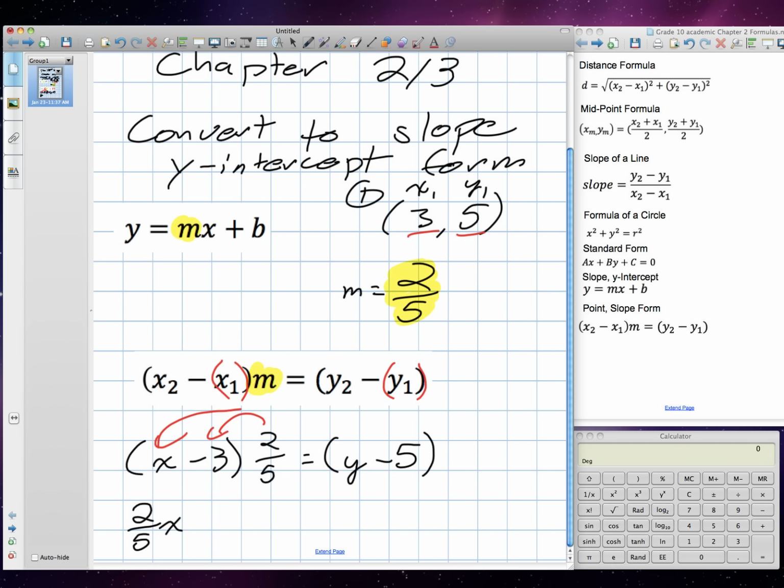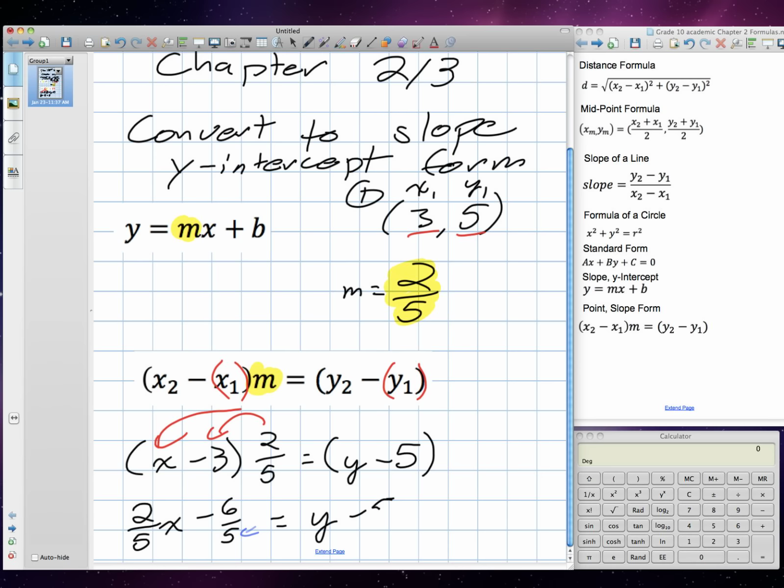Anyone know off the top of their head? Negative 6 over 5. Okay? I'll quickly explain that. This is multiplying fractions. If we make negative 3 a fraction, it's negative 3 over 1. And we multiply top by the top, bottom by the bottom. Negative 3 times 2 is negative 6. 5 times 1 is 5. Okay? So we have our number there, is equal to, and I can drop these brackets, y minus 5.